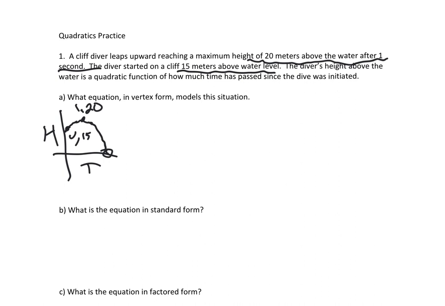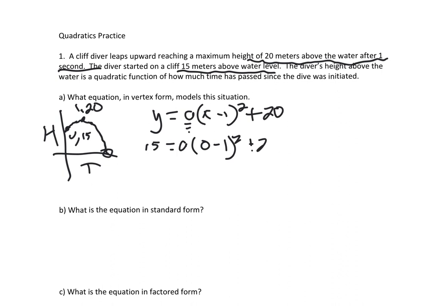Okay, so the general equation of the vertex form is y equals a times (x minus the x value of the vertex) squared plus the y value of the vertex. We know everything we need for the full equation except for the value of a. So what we do is plug in the other point that we have in addition to (1, 20). We set y equal to 15, from the y-intercept, equals a times (0 minus 1) squared plus 20.